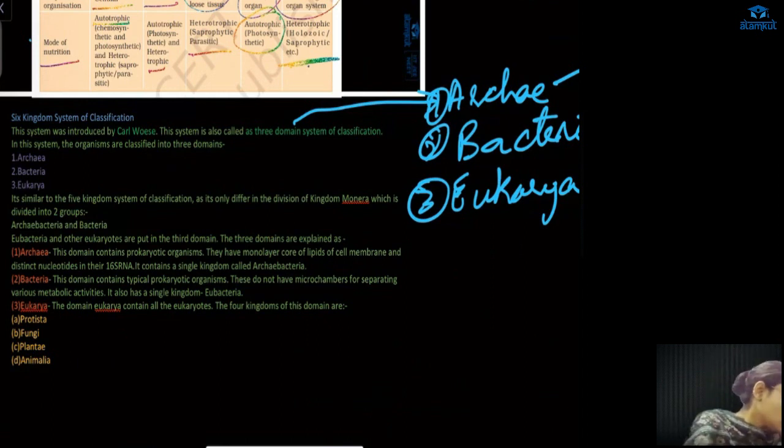Okay. So it is similar to the 5 kingdom system of classification. Archaea is what? This domain contains prokaryotic organisms. They have a monolayer cell membrane. It contains a single kingdom called archaebacteria. Then this domain contains bacteria, prokaryotic organisms, which also have a single kingdom, eubacteria, and then the eukarya have 4 kingdoms: protista, fungi, plantae, and animalia.